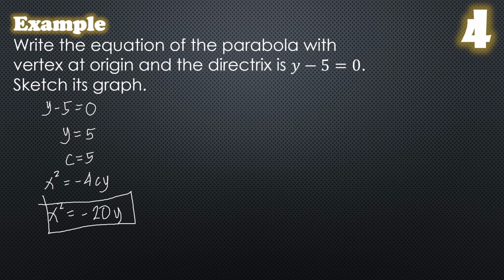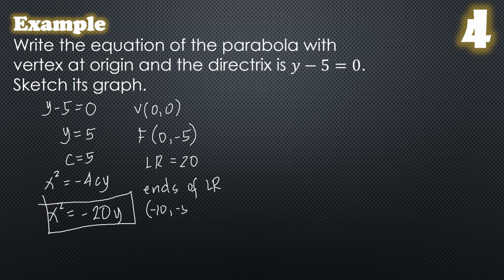Now let us graph the parabola, and before we do that, let us have the properties. The vertex is at the origin, and as we mentioned, the focus is at (0, -5). Then the length of the latus rectum will be 4c, and that is 20. Now the ends of the latus rectum will be the points (-2c, -c), that is (-10, -5), and the other end at (2c, -c), that will be (10, -5).